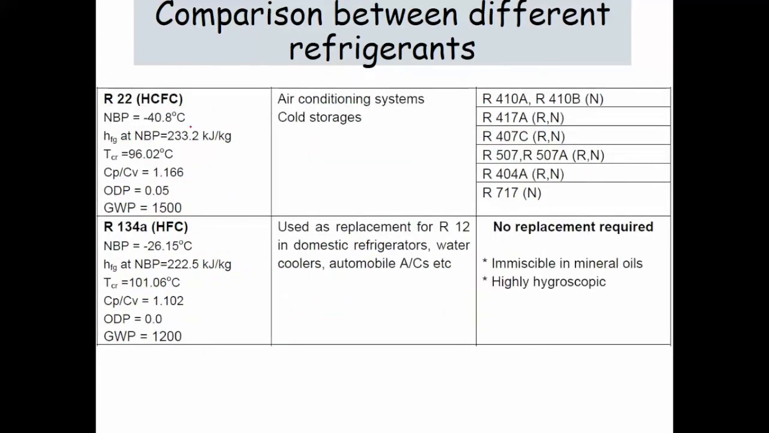Next one is R22. Then R134a. Here you can see the global warming potential for R134a is 1200, and the ozone depletion potential is 0. And here you can see a very low ozone depletion potential, and the global warming potential is 1500. So these are the refrigerants, these are the alternatives, these are the applications. You can go through this, there is no issue. There are plenty of these refrigerants. I'll provide you a list of that during the running course.